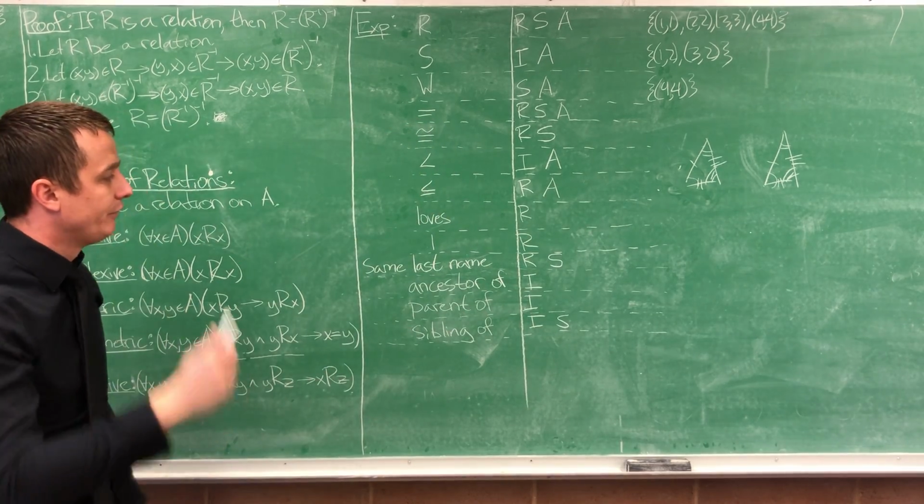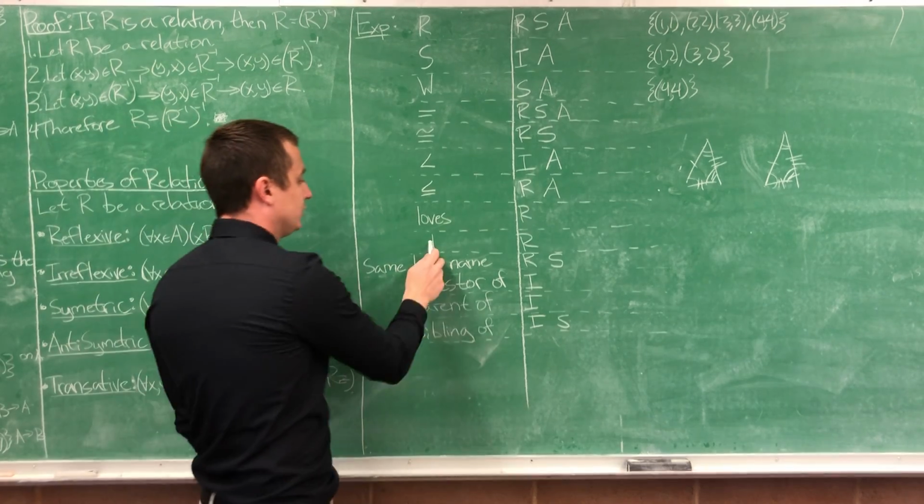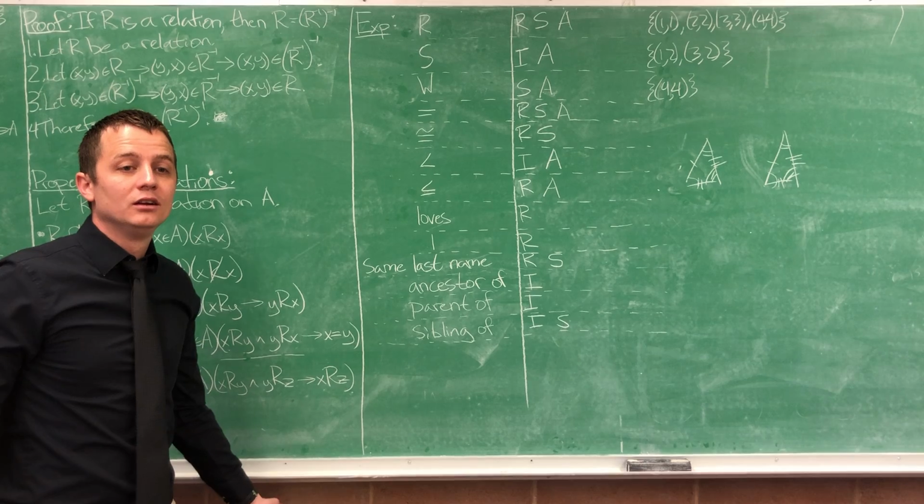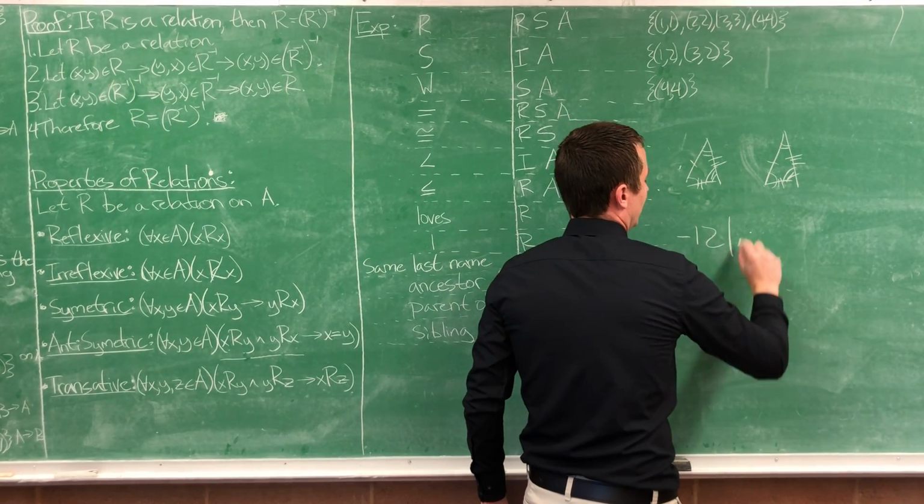What about loves? If I love you and you love me, are we really the same person? No. What about divides? If A divides B and B divides A, are they the same number? Yes! That's why we don't think about negative 12 and 12.